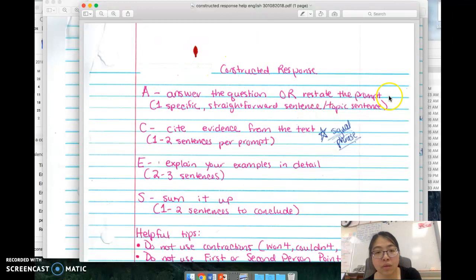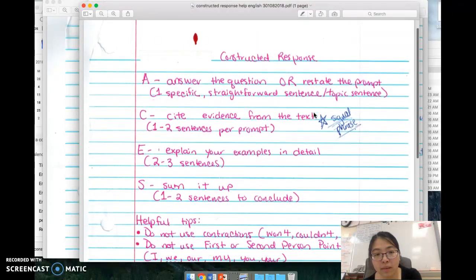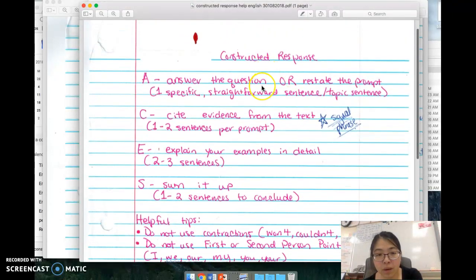So for this constructed response part of your exam, I came up with, or I found, this nice little mnemonic device to help you remember what you need to do for the constructed response. You are going to be typing it. So if you can remember ACES, then you're going to be able to remember what you need to do. First thing you need to do is to answer the question by restating the prompt. And that you should spend about one sentence, one very good sentence, using some of those sentence frames that we've talked about in the past to answer the question.